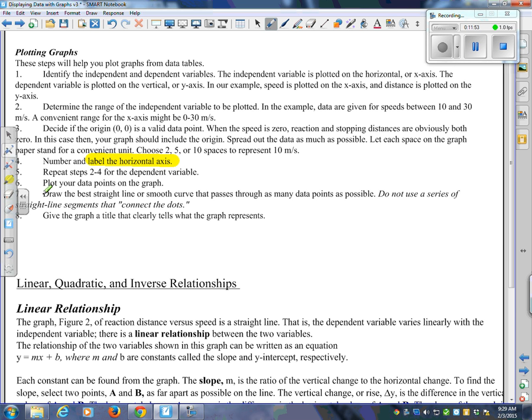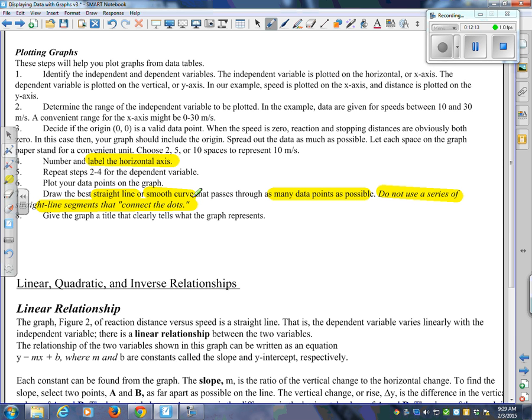Draw the best straight line or smooth curve that passes through as many data points as possible. Do not use a series of straight line segments that connect the dots. Do not connect the dots. It is not a children's connect the dot exercise. Do not connect the dots.